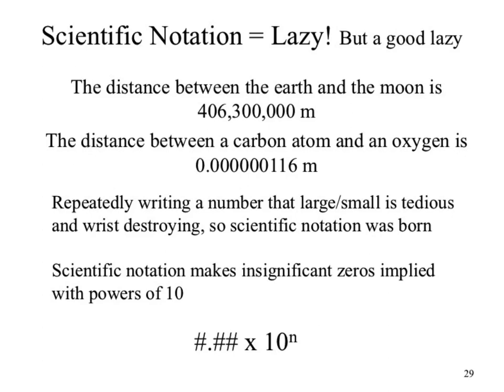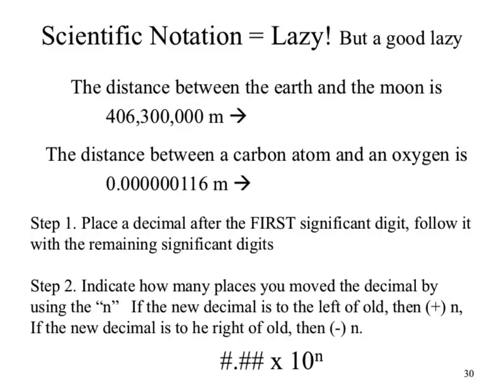Let's take a look. For that first one, we have 4 decimal point 0, 6, 3. The rest of those zeros as written are insignificant, times our power of 10. Our power of 10, the n, is how many places we moved the decimal. Well, we started here. We went 1, 2, 3, 4, 5, 6, 7, 8.